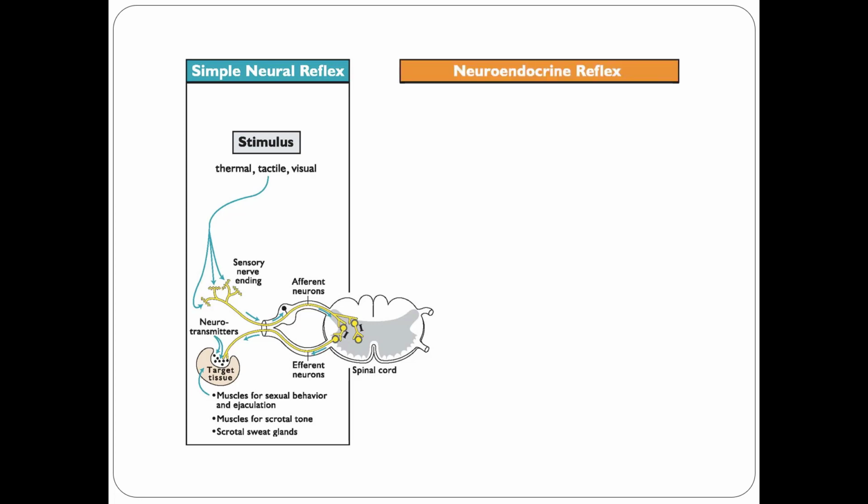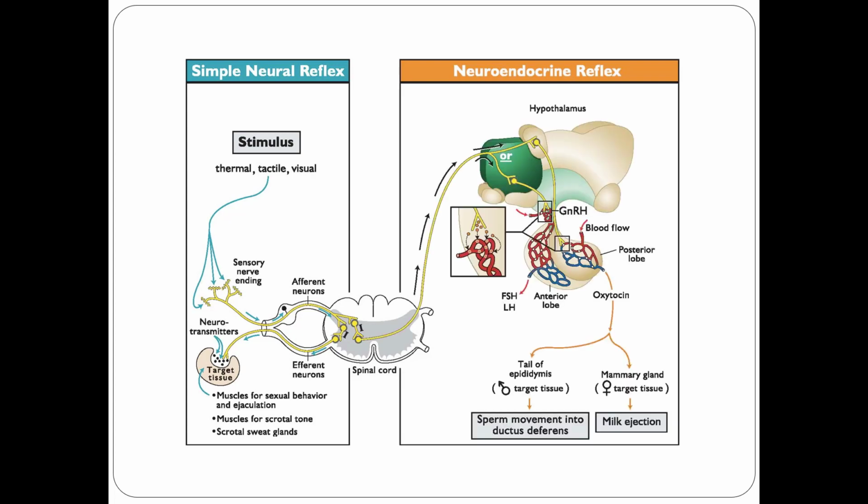The second type of neuroendocrine reflex, or the second type of system, is the neuroendocrine reflex. So again, this is an intricate relationship between not only nerves, but hormones that are going to be synthesized. And so these neuroendocrine cells are located in the brain tissue.